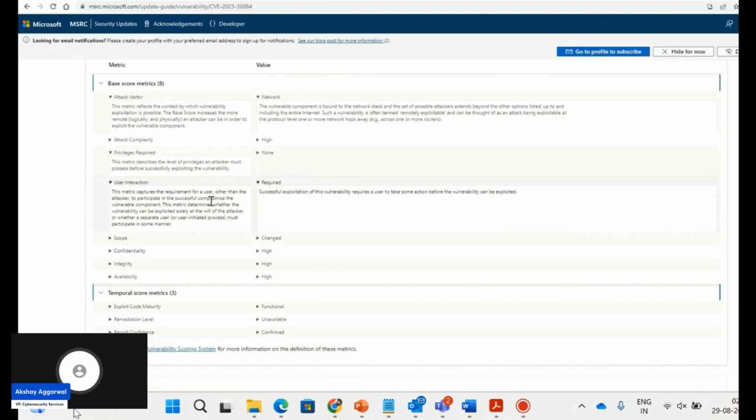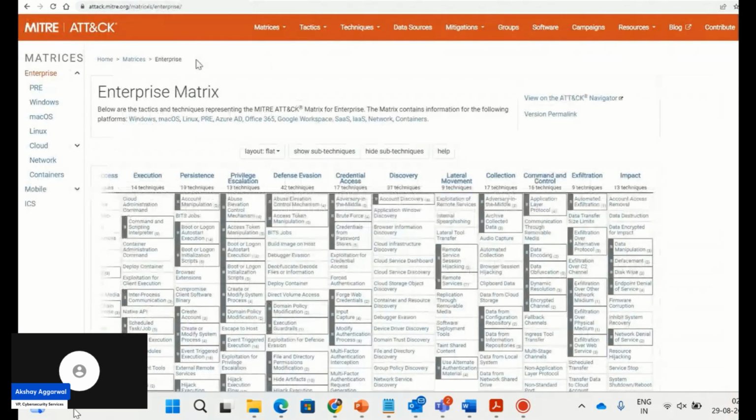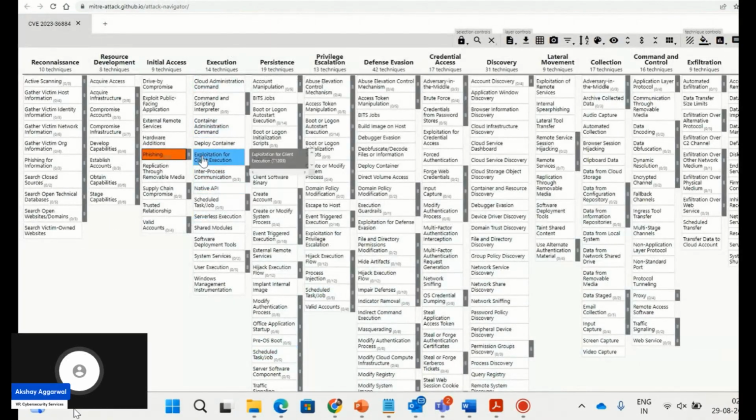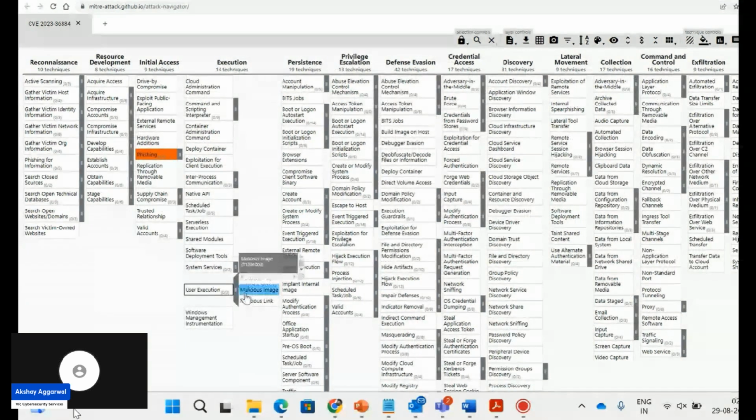This is the information that is given by Microsoft. So the user interaction is required. It says here successful exploitation requires a user to take some action. So based on that, you can understand that user execution is required, or the user is required to take some action.